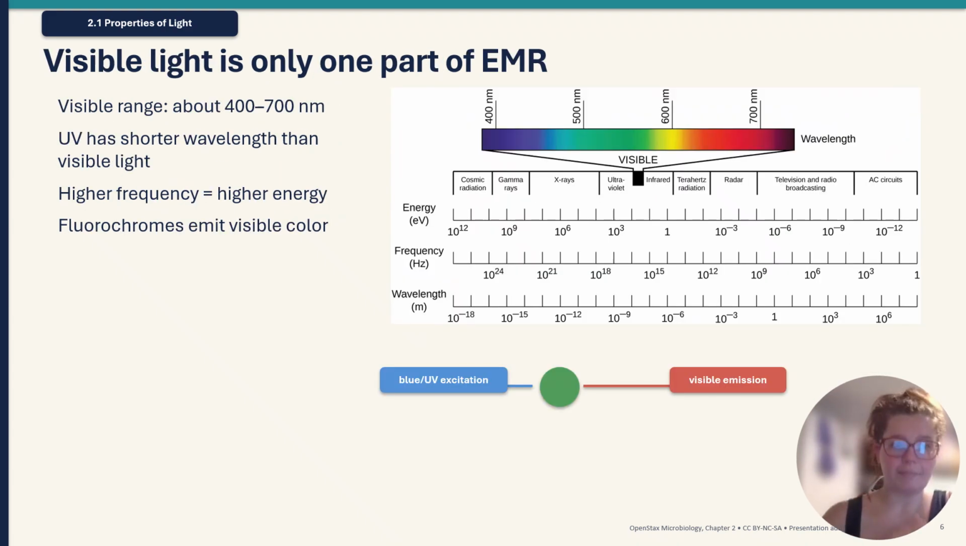And then the visible light, it's only a small portion of the electromagnetic spectrum. And the spectrum, it ranges from high energy gamma rays to low energy radio waves. So here, the visible light falls between the ultraviolet light and the infrared light. So this would be your visible.